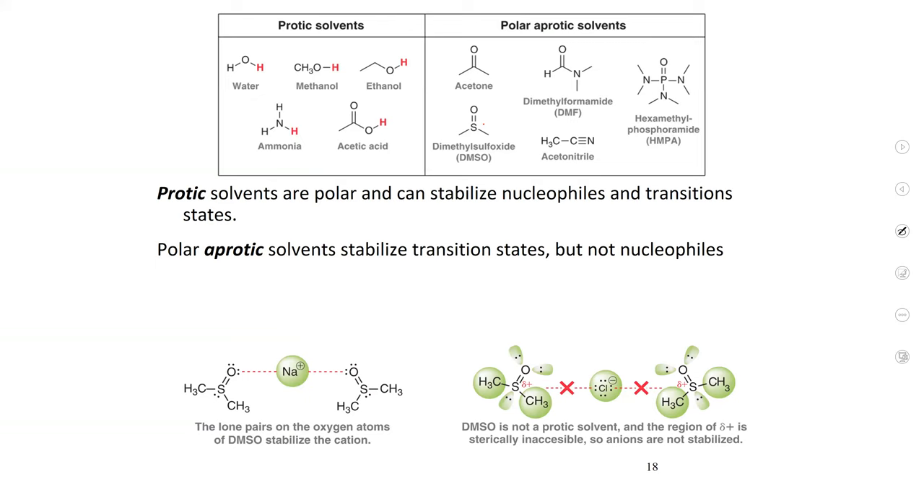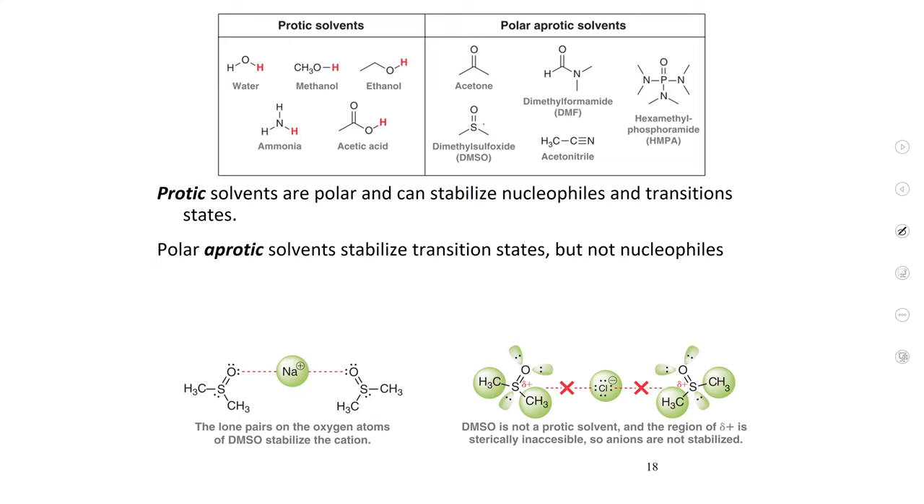All right, so here's the slide on aprotic solvents. So here are the most common aprotic solvents. Acetone is my go-to example because it's fast and easy to draw. But you also see things like dimethylformamide, or DMSO, which is dimethyl sulfoxide, which is effectively acetone, except you replace that carbon with sulfur.